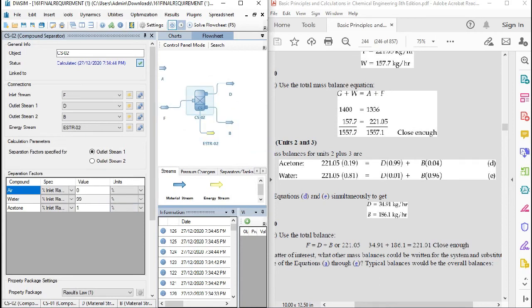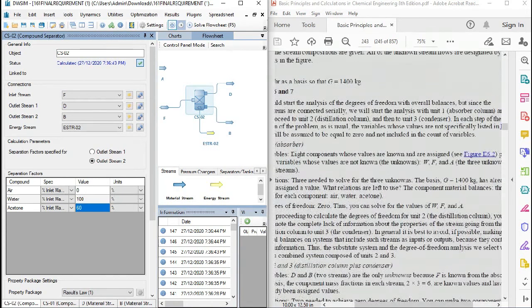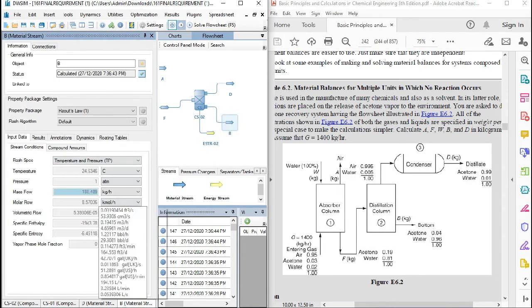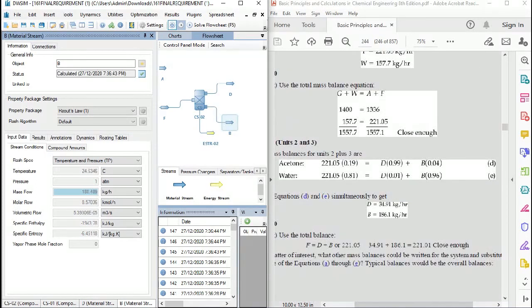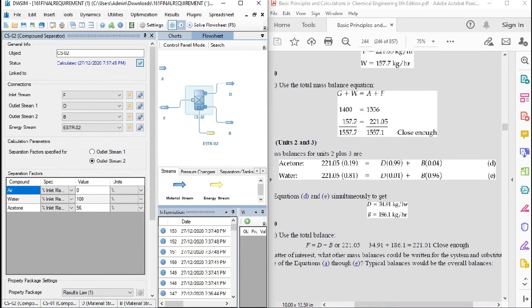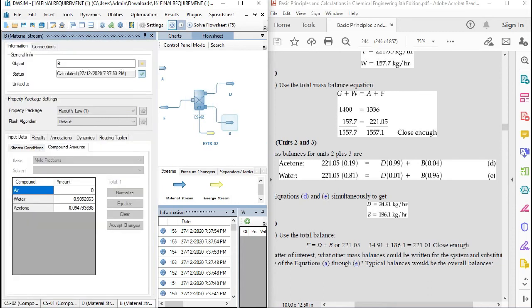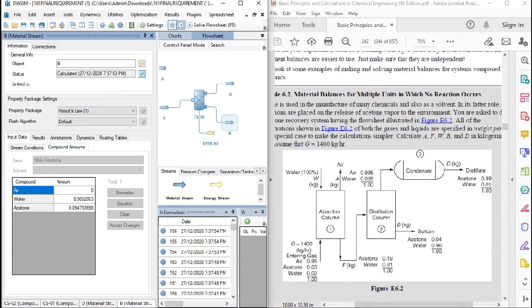Here we say that we got 30% of acetone. We've got, for example, outlet stream 2. We always look for the compound amounts. In water, we've got 90%. It's pretty close. And stream conditions, we're pretty close. 186, say 55, 657. Yep. We got it. And then for our compound amounts, it's 94. Yeah, we've got a higher amount of water.